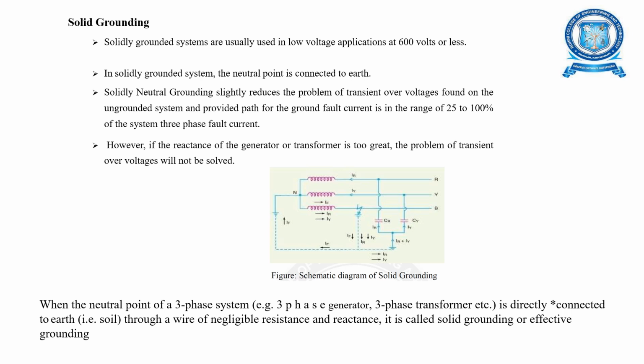However, if the reactance of the generator or transformer is too great, the problem of transient overvoltages will not be solved. Here is the diagram of solid grounding, where the neutral point of the three-phase system is directly connected to earth through a wire of negligible resistance and reactance, called solid grounding.